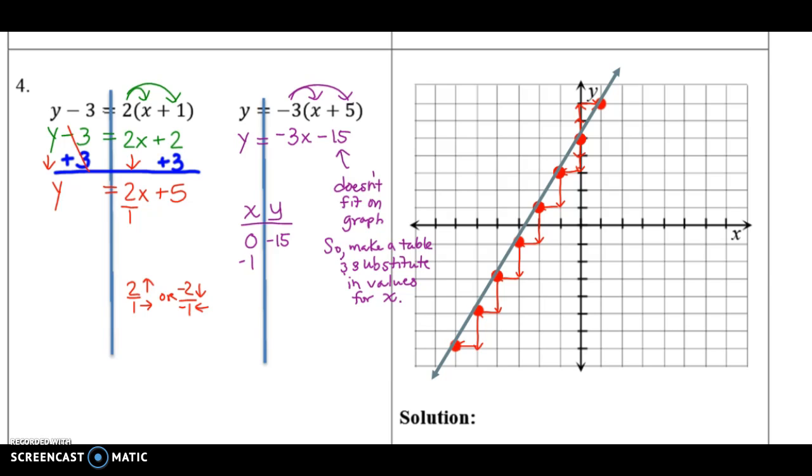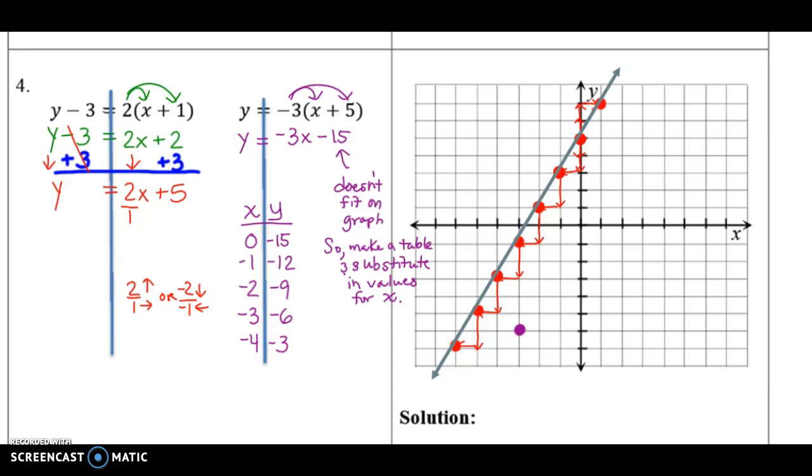Of course, that doesn't fit on the graph, so I'm going to plug in negative 1, where negative 3 times negative 1 is positive 3, 3 minus 15 is negative 12. Then I try negative 2. Negative 2 times negative 3 is 6, 6 minus 15 is negative 9. Negative 9 still doesn't fit on my graph, so I'm going to follow the pattern. The left side's going down by 1, and the right side's going up by 3. Well, adding 3. Whenever you add 3 to a negative, it gets less negative, so to speak.